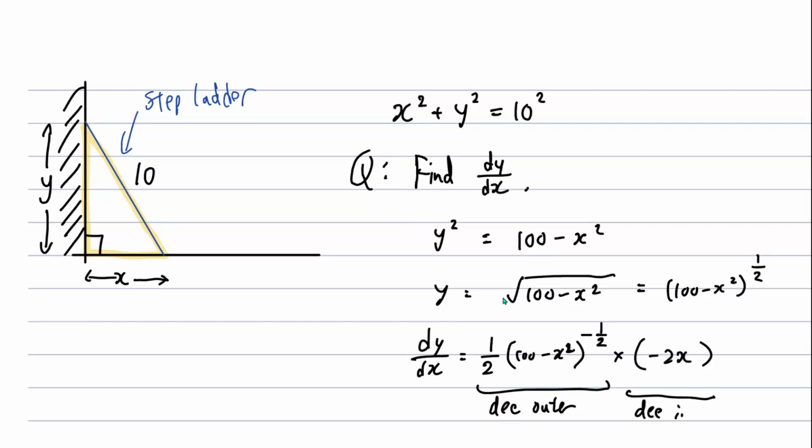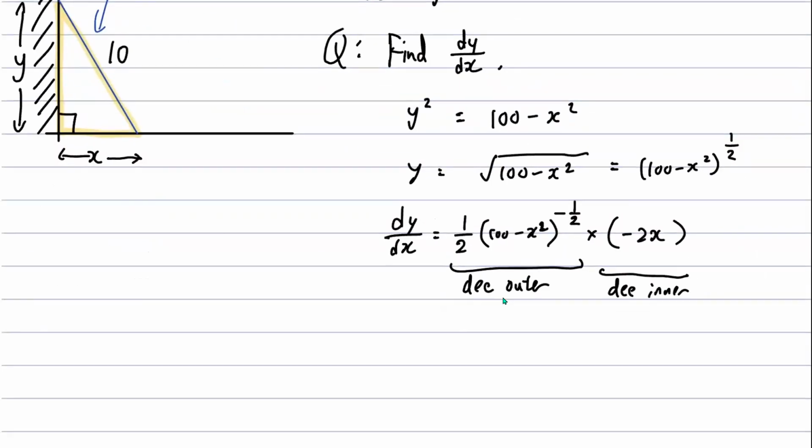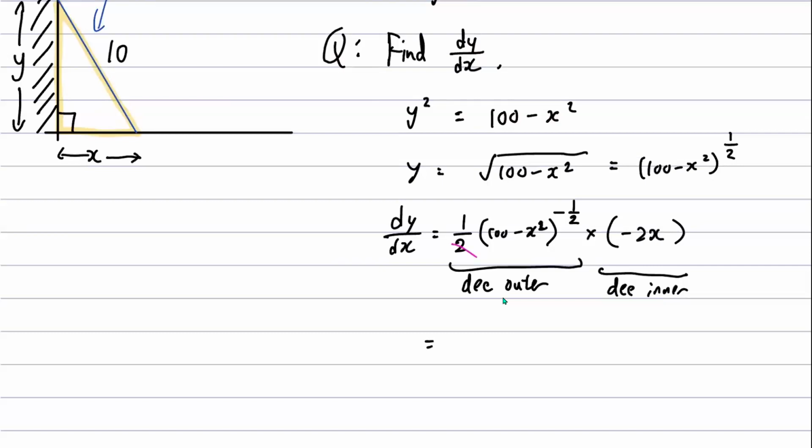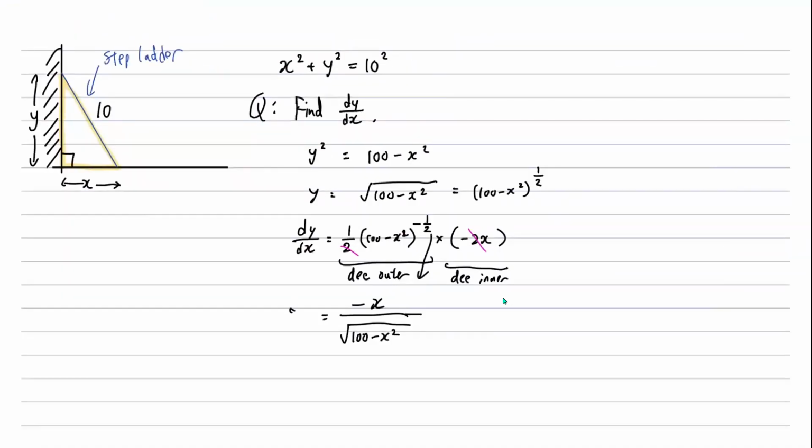Okay, this is how you would do it based on what I taught you. 2 and 2 cancel away. You're left with negative x on top. Then negative half, you can bring it down, becomes positive half, which is really just a square root, square root of 100 minus x squared. You can rationalize the denominator, but I'm not going to do that. So this is what you would get. This is the procedure you would do based on what I taught you. You make y the subject so far, right?